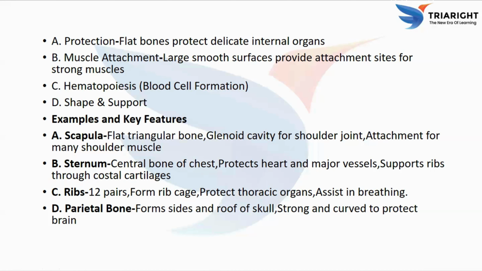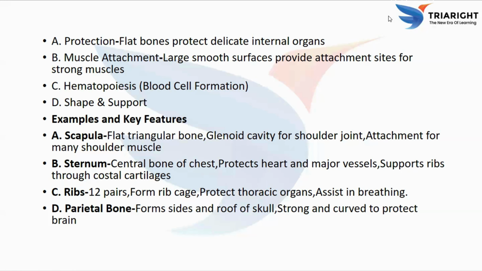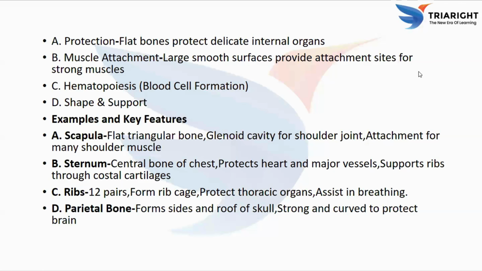Next, coming to examples and key features of the flat bones. Examples and key features. The scapula is a flat triangular bone. It has a glenoid cavity where the shoulder joint forms. What does this scapula do? It provides attachment for many shoulder muscles such as the deltoid, trapezius, rotator cuff muscles, etc.